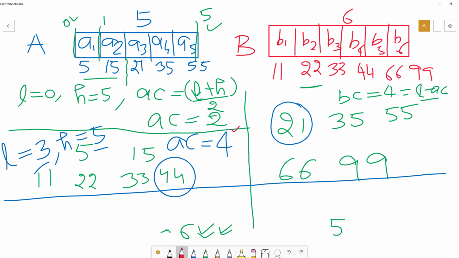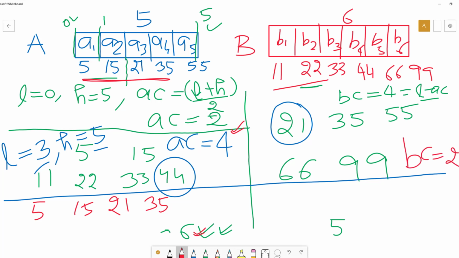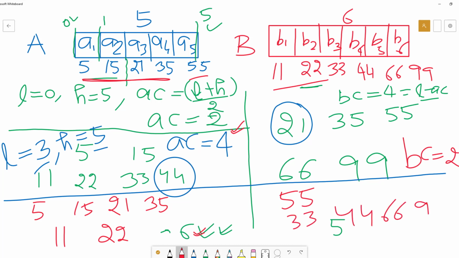Now if 4 is the division point, that means from the first array we are taking 4 elements, which means 5, 15, 21 and 35 are there from A, and from B certainly we'll take 2 more elements because 6 has to be preserved. So BC also gets changed. Here BC will be updated to 2, and those 2 elements of B that we take are 11 and 22. And on the right side from the A array we get only 55, that's the only element left. And from the B array we get 33, 44, 66 and 99. So this is the new division that we have come to.